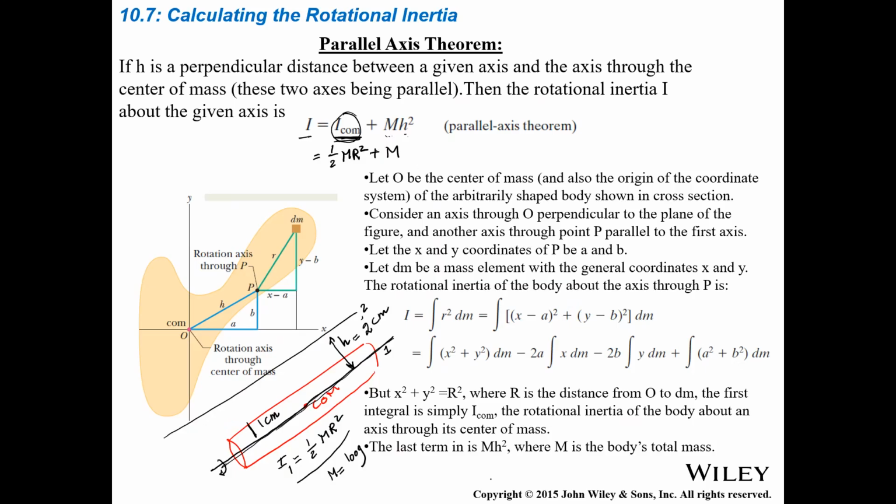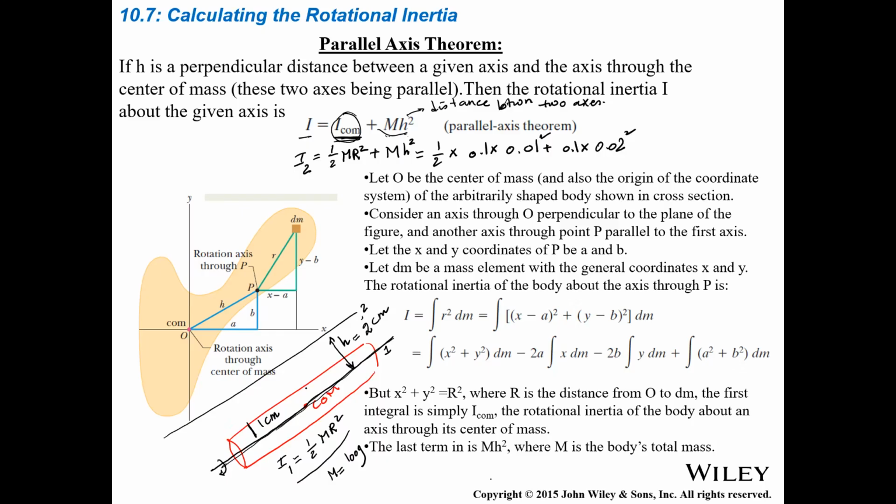Can I find the rotational inertia? I'll just substitute 0.1 times, the radius is 0.01 squared, plus 0.1 times, I'm adding mh squared, where h is the distance between the two axes. Makes sense? What is this distance? 2 centimeters, 0.02. I'll square these, and I can find the rotational inertia around axis 2.